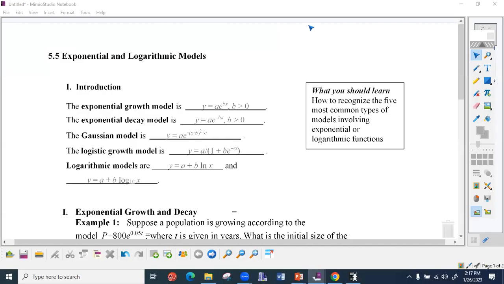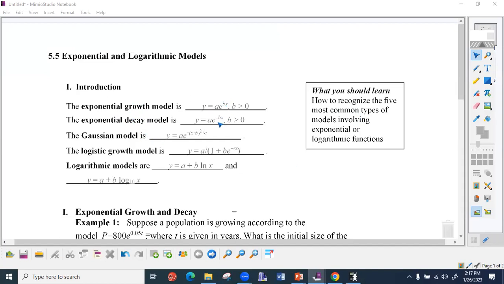Okay, 5.5, exponential and log models. So, highlights here. What are models in the real world that use exponential and log? The main ones are growth models. So growth and decay models are going to be our main models that we use. Notice for growth and decay, the only difference is that your B is positive here and your B is negative here.